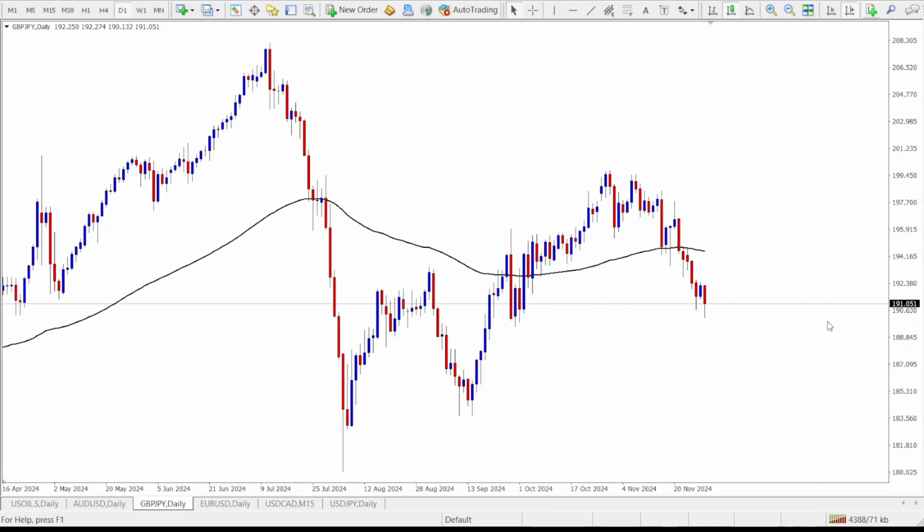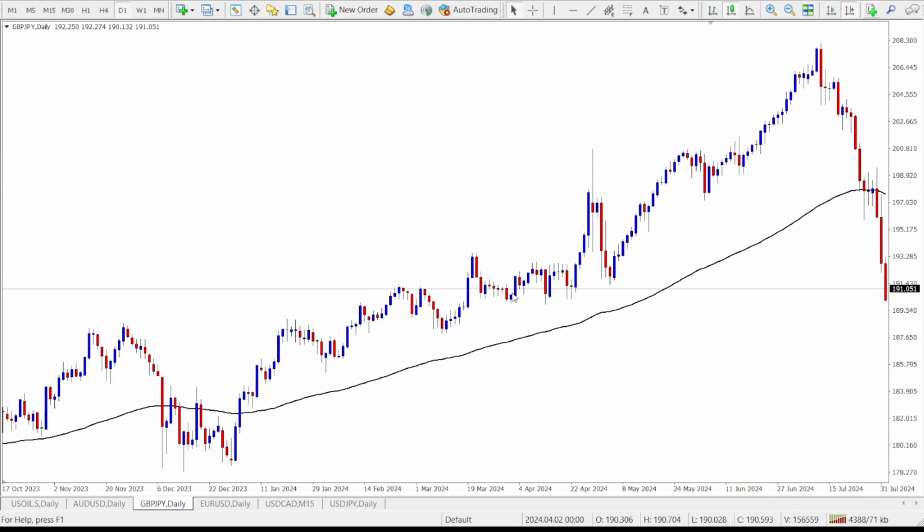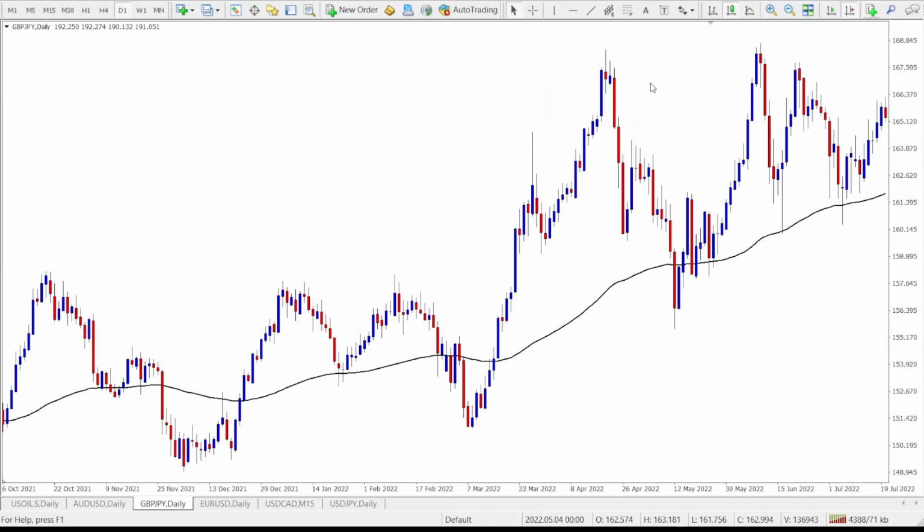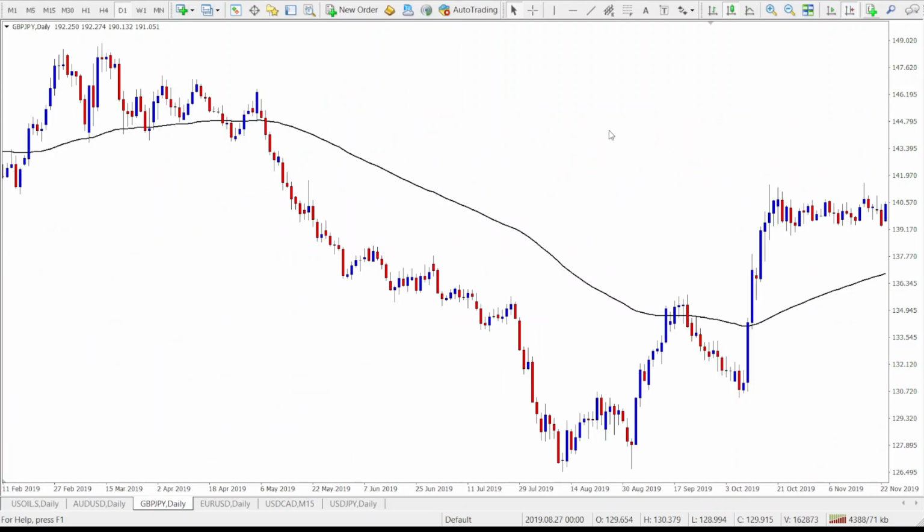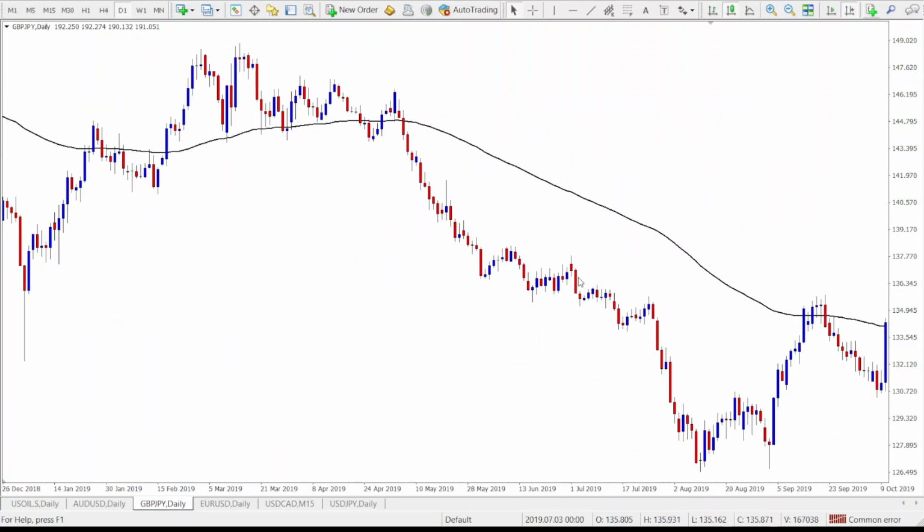Now that we understand what the smooth moving average is and how it works, let's get into how to use it in your trading strategy. One of the key ways that traders use the smooth moving average is to confirm trends. If the price is consistently above the smooth moving average, it indicates an uptrend, like we can see here. And if the price is consistently below the smooth moving average, like what we can see here, it signifies a sell trend. Now the best part, because it's smoother, you won't get as many false signals as you would with shorter term moving averages.